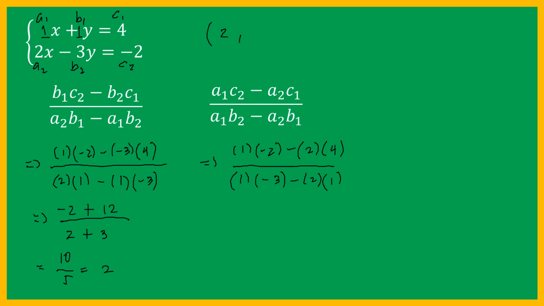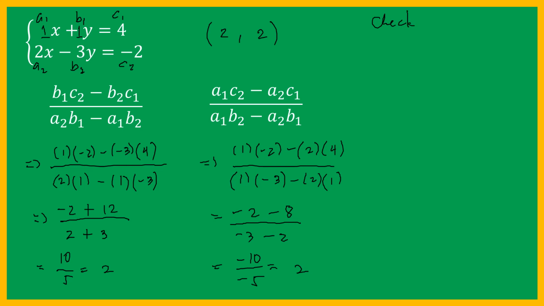Now, proceeding with the solution, we will have 1 times negative 2 is negative 2. Negative 2 times 4 is negative 8. And we will come up with 1 times negative 3, negative 3. Negative 2 times 1 is negative 2. So, simplifying, we have negative 10 over negative 5. And pag sinolve natin siya, the answer is 2. So, that means our solution in the system is 2, 2.